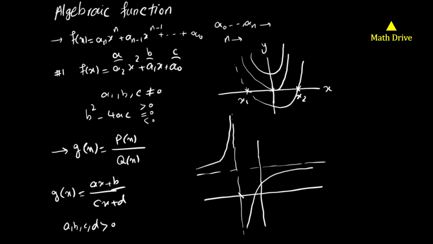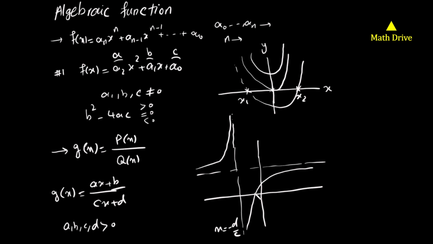Basically, these two lines are the horizontal and vertical asymptotes. This line is x equals minus d over c. Why? Because for x equal to minus d over c, this function g(x) cannot be defined because the denominator is 0. So if x is more than minus d over c, the function goes to minus infinity. If x is less than this value, it is going to be on the positive side, infinity.